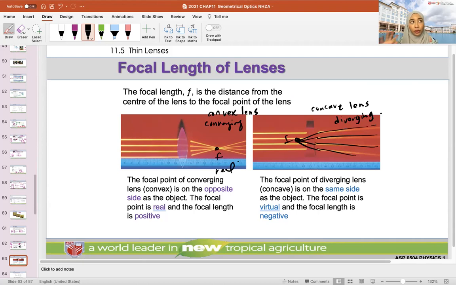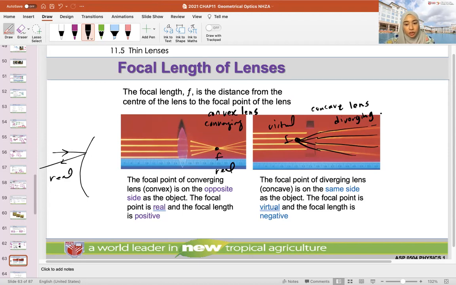Again, where the light should pass through is always going to be real. Macam mirror, where should it pass through? It should be reflected here. So this is real. Kat sini, lens, it should be passing through here. So this is where it is real. In this case, it passes through, but the focal point is behind where it should be passing. So this is virtual. The focal point lah, at least. The ray memang pass through point. So the focal point of diverging lens is on the same side as the object.